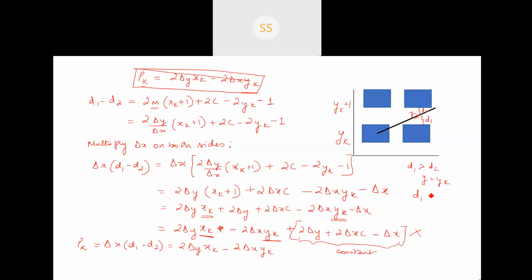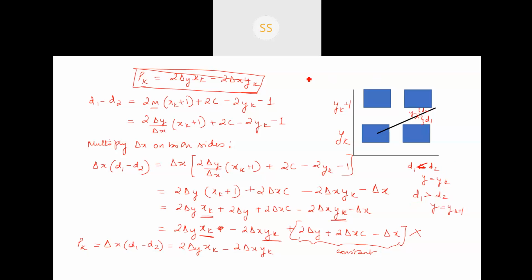If your d1 is less than d2, and if your d1 is greater than d2, obviously the d2 is having a lesser value, so y is going to be yk plus 1. Okay, so that is how we decide. So the decision parameter here is said to be your distance.